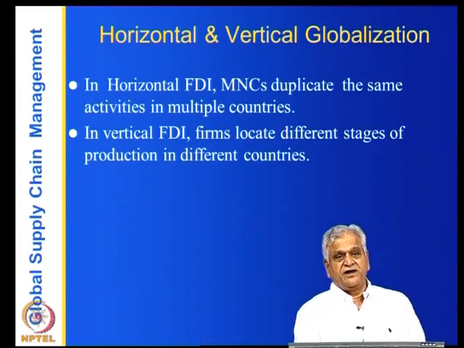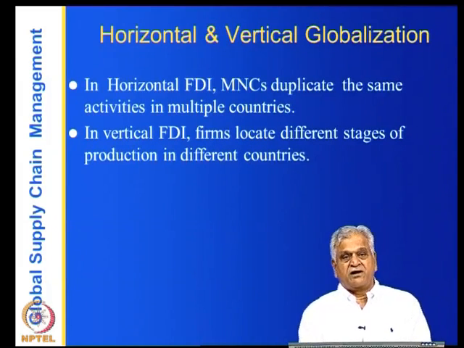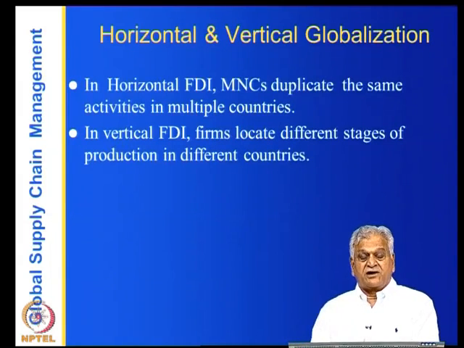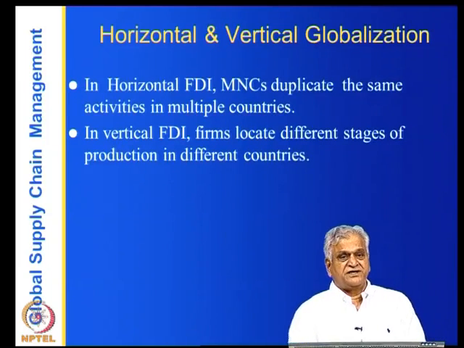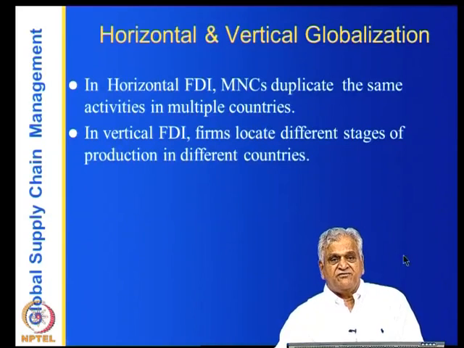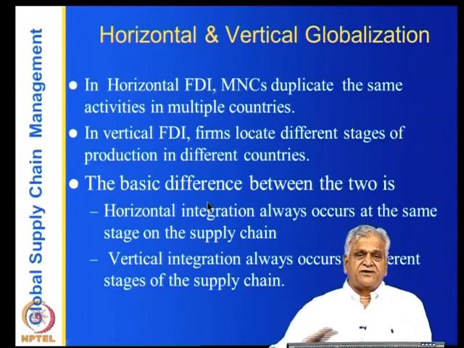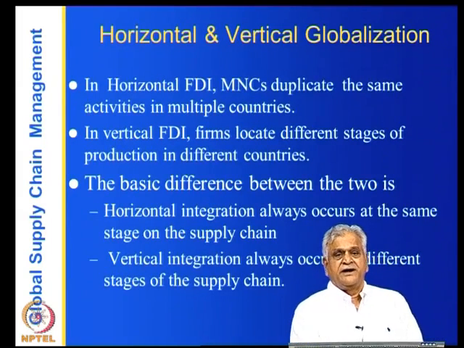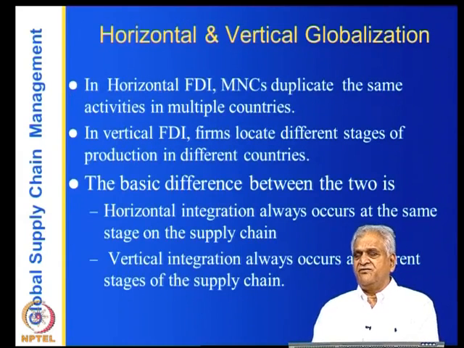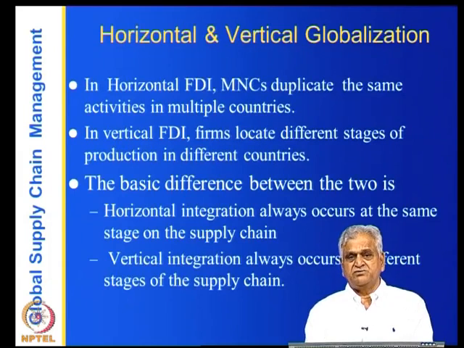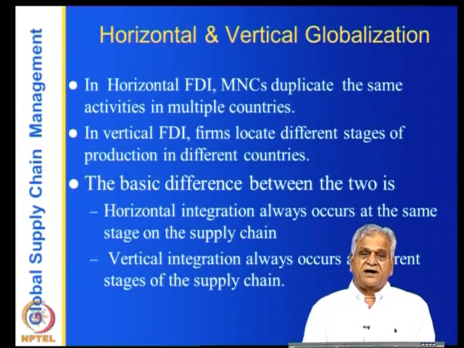So vertical FDI is basically components or assembled components made in various countries and assembled in a particular country. This is the regular outsourcing phenomenon. The basic difference between the two is that horizontal integration always occurs at the same stage in the supply chain. In other words, if you are manufacturing something in Japan, you will come and do the same manufacturing process in India. But on the other hand, vertical integration always occurs across the stages of the supply chain.